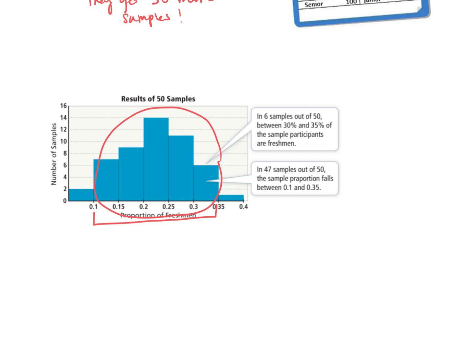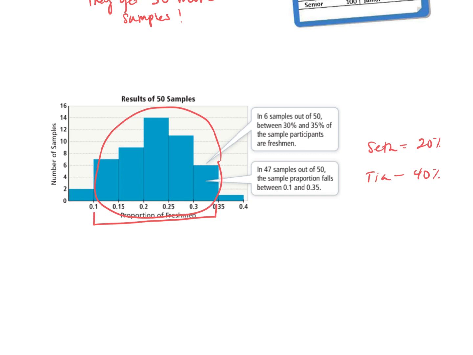who had a better result, Seth or Tia? If we remember, Seth came up with 20% of his sample were freshmen, so he was estimating 20% of the population were freshmen. Tia came up with 40% from her sample, and if you look at when we got more samples, we had more data to analyze and compare. Tia's estimate is actually outside of the range of most of the samples. Most of the samples are between 10% and 35%.